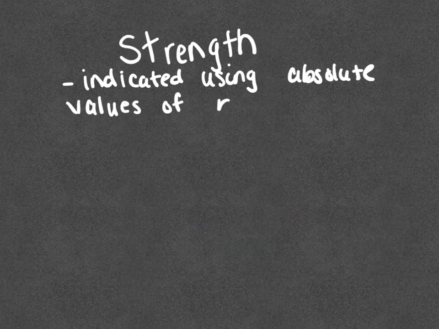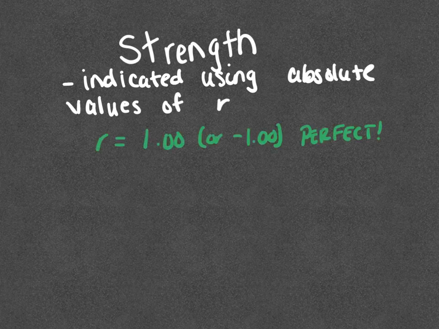The strength of a correlation is interpreted using the absolute values of r. When r is equal to 1 or -1, the correlation is perfect. That's as strong as a correlation can be. When a correlation is between 0.8 and 0.99, or negative 0.8 and negative 0.99, it's considered very strong. In fact, 0.99 is so close to perfect that sometimes folks will interpret it as perfect given a little bit of rounding error.